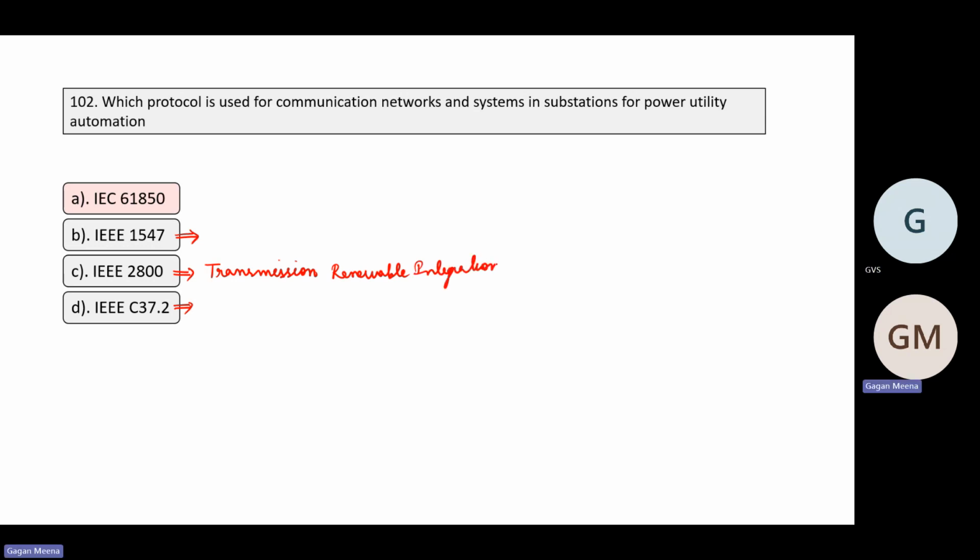Earlier it was not there. There were problems because people were using this DER interconnection standard for the transmission system. They were using this standard at the transmission level also. So there were many problems because of that. So they came up with a new standard for this transmission level, and this is for synchrophasors. And this is for what we call substation automation.